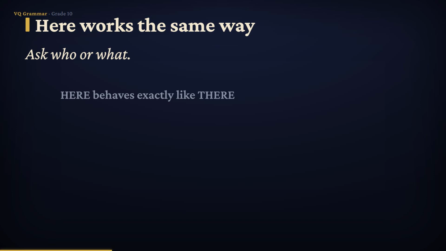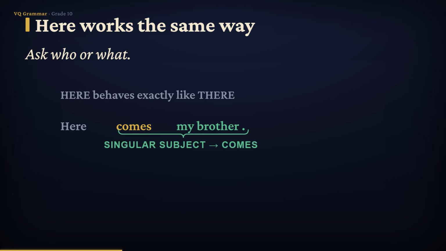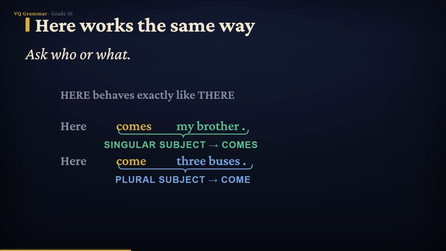Here behaves exactly the same way as there. It is never the subject either. Try it. Here comes my brother. Who or what comes? My brother. That is 1 person, so the verb stays singular, comes with an S. Now change the subject and watch the verb follow. Here come 3 buses. 3 buses is plural, so the verb drops the S and becomes come.